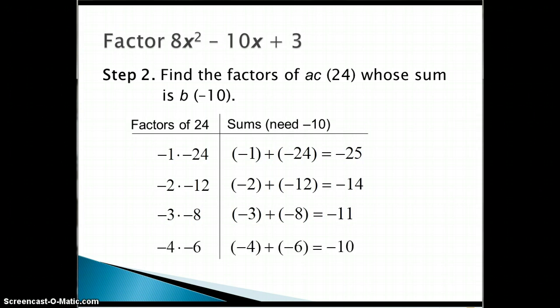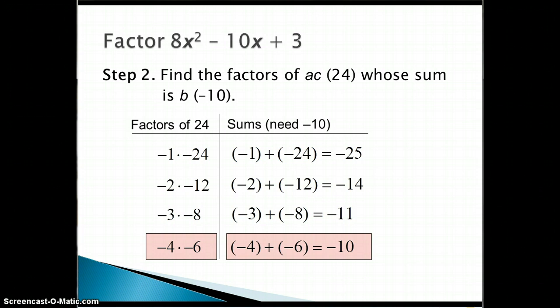So then we try 4. 4 goes into 24 6 times. So if we try negative 4 and negative 6, those add up to negative 10, which is the sum we're looking for. I should mention that if you go through all possibilities, just like the other examples we were doing last week, and you don't get the sum you need, remember that means your trinomial is prime. Okay, so now, what do we do with those numbers, negative 4, negative 6?